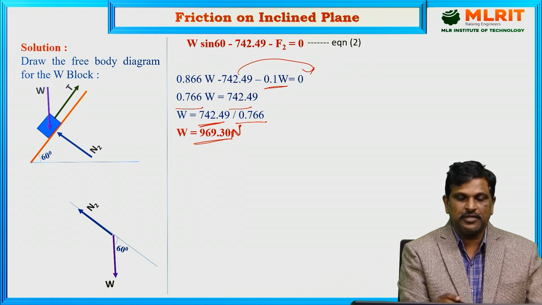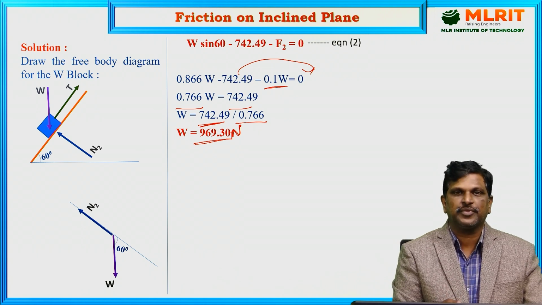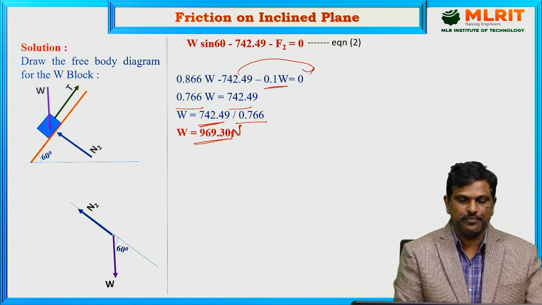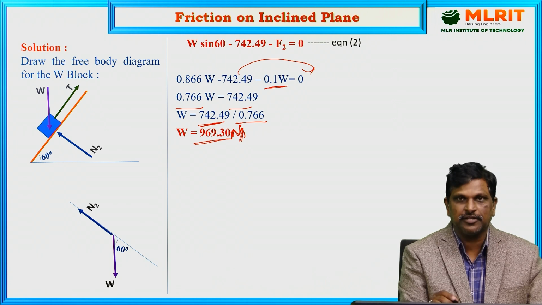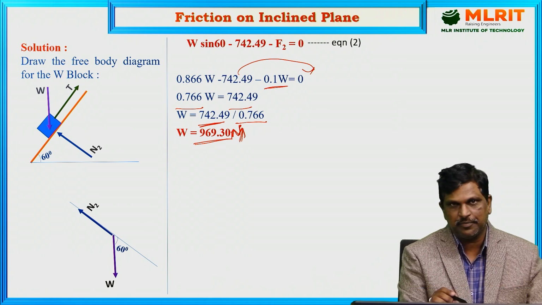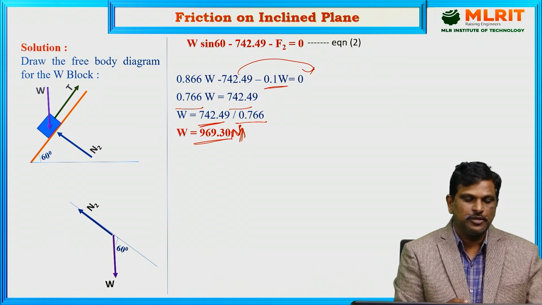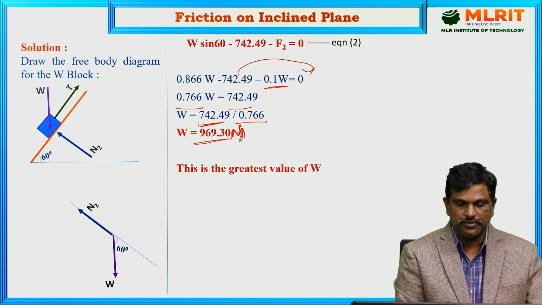In between the least and greatest values, the body will be under equilibrium. If you increase further beyond this greatest value of W, the body will not be under static equilibrium. The W Newton block starts moving in the downward direction.